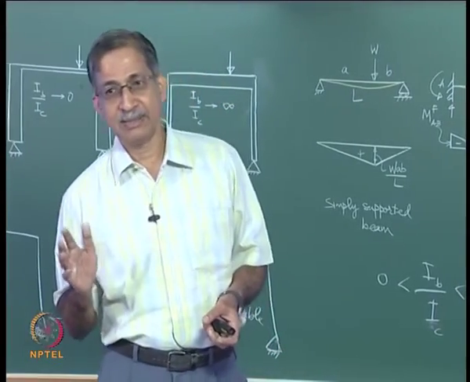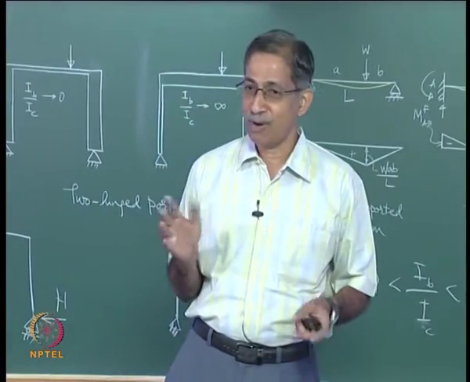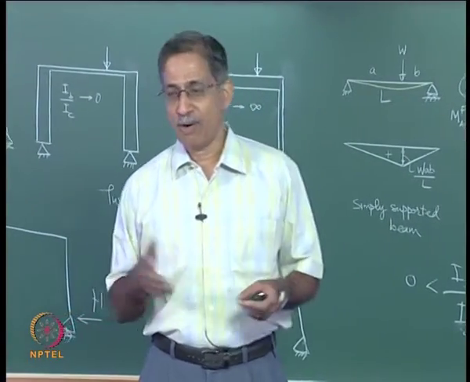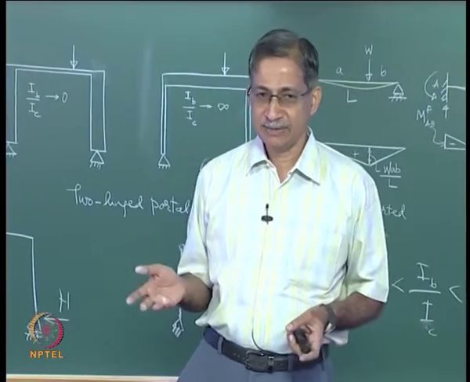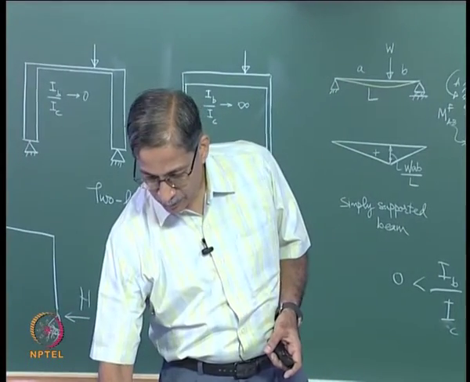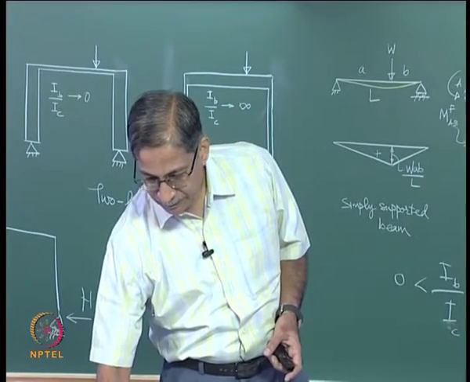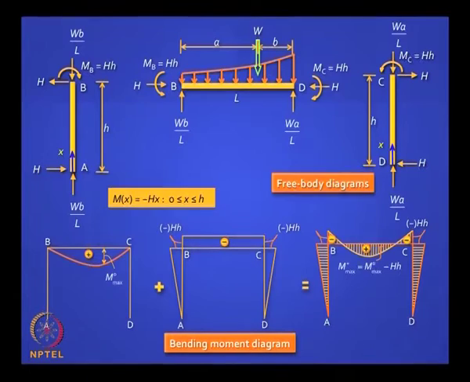For vertical elements it is not right to use words like hogging and sagging. For horizontal and inclined elements it makes sense. Clear? So do you agree that this is the expression and the limits are from 0 to small h, right. This is for both column AB and column DC.